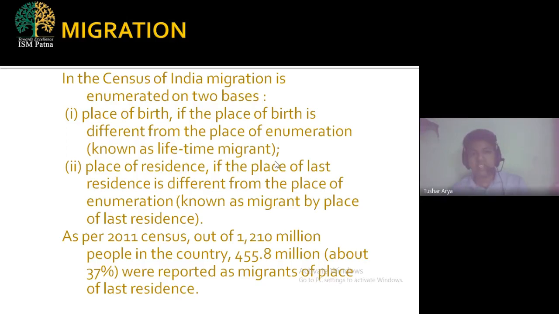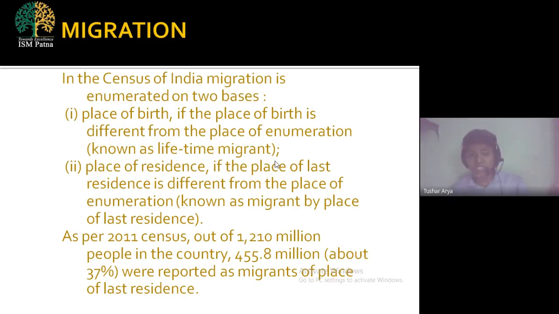The second base is place of residence. If the place of last residence is different from the place of enumeration, meaning the place where we were residing at last, like 6 months before, 1 year before, 3 years before, then it is known as a migrant by place of last residence. So we can say there are two types of migration as per the census of India: lifetime migrant and migrant by place of last residence.